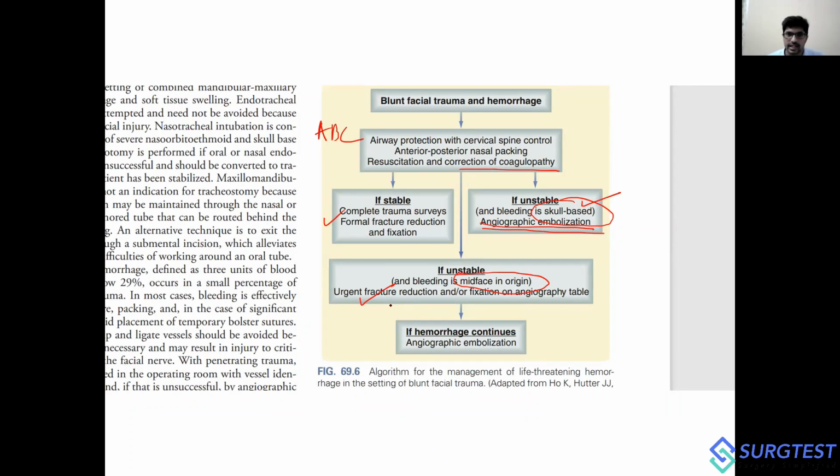That is, you can get away with emergency fracture fixation, that is fracture reduction if you do, and if the hemorrhage continues, you should go for angiographic embolization. So in case of skull-based fracture, you directly go for angiographic embolization, whereas in case of origin from the mid-face, the fracture involving the mid-facial bones, then you can give a try of fracture reduction emergency. If it is working, then it is okay. Otherwise, you should go for the angiographic embolization. So these are the 2 options explained.